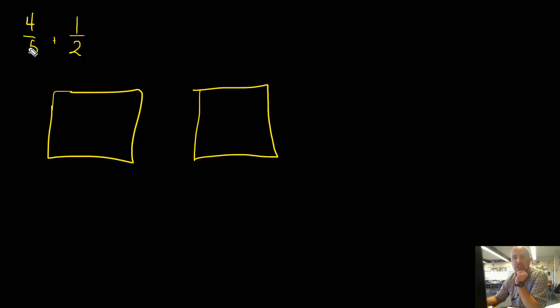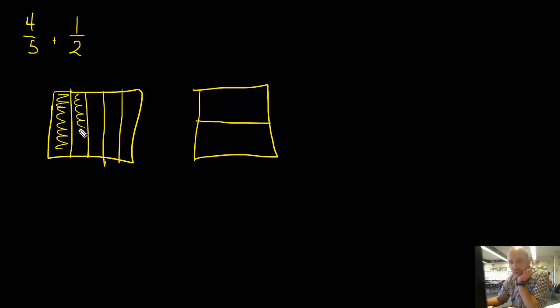This one I've got to split into fifths, so I'm going to draw 4 lines: 1, 2, 3, 4. I'm going to need to be careful on this one. And over here I'm going halves. Over here I have 1, 2, 3, and 4 that I shaded in, and over here is just 1. This represents 4/5, and this over here represents 1/2.